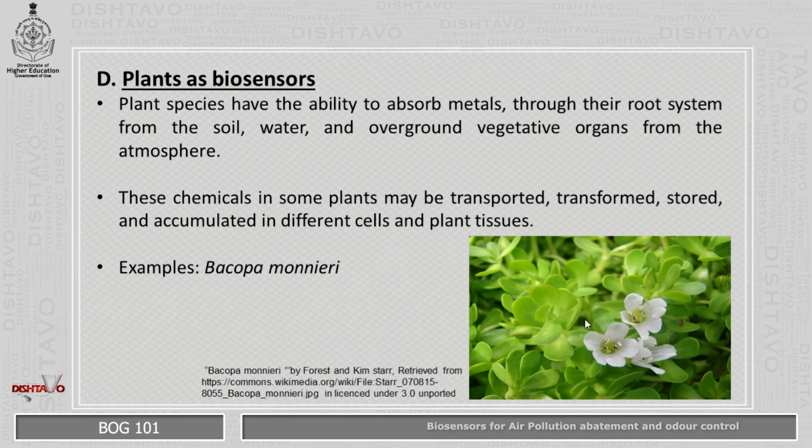Next, we have plant as biosensors. Plant species have the ability to absorb metal through their root system from the soil, water, and overground vegetative organs from the atmosphere. These chemicals in some plants may be transported or may be transformed or they may be stored or accumulated in different cells and plant tissues. So, genotoxicity or DNA damage is an early effect of biomarker at the molecular level that has been used in several plant species in order to detect the pollution in the polluted site. So example is Bacopa monnieri, which is a plant which is used in biosensing process.